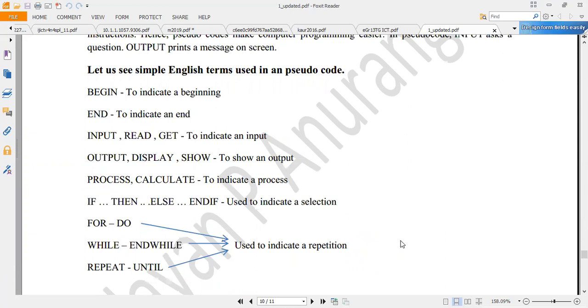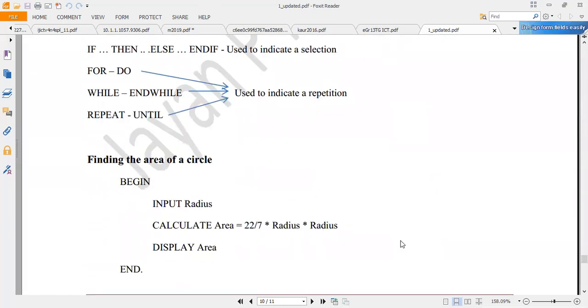If, then, else, end if are used to indicate a selection. In an algorithm, we identify the if condition as a selection. We can use if, then, else, end if, one of those words or a few of them, to represent a selection. For, do, while, end while, repeat until are some of the words used to indicate repetition in pseudocode.